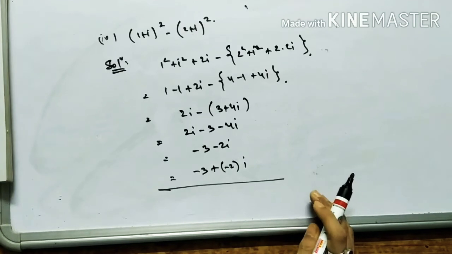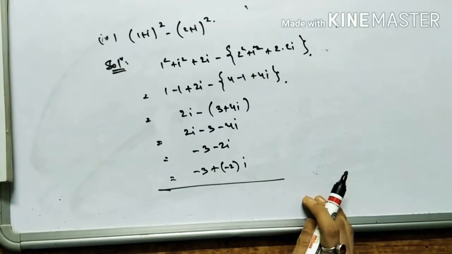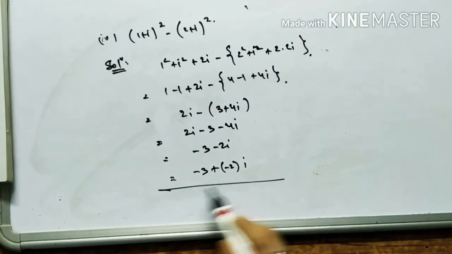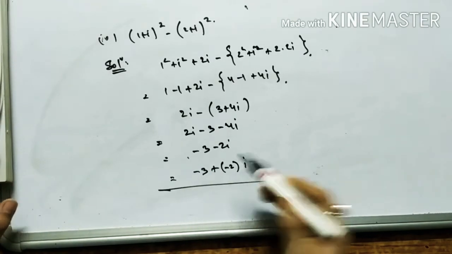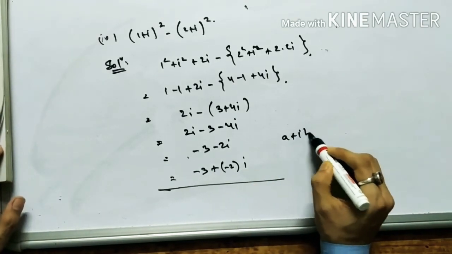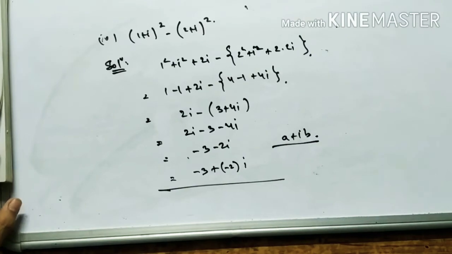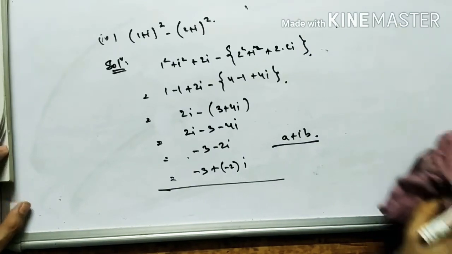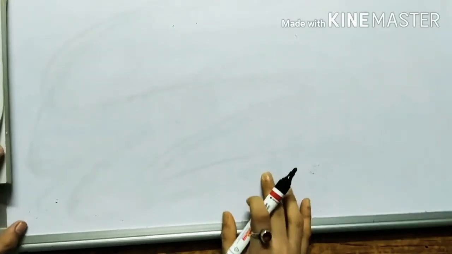This is in the form of a plus ib. Let me check the back answer. Minus 3 minus 2i. I have to write it in a plus ib form, so I am writing it in a plus ib form. Okay, the rest of the problems you try to do by yourself.